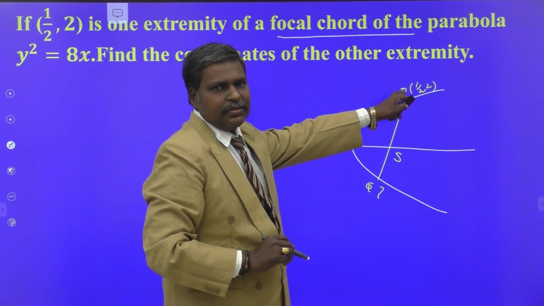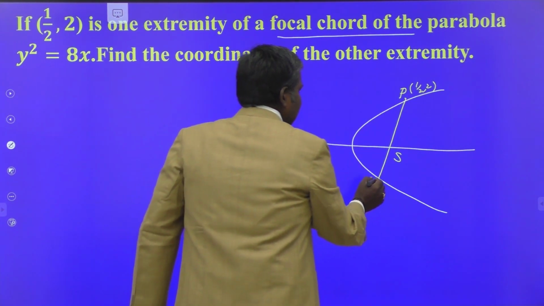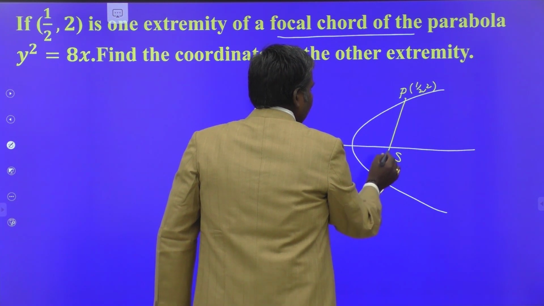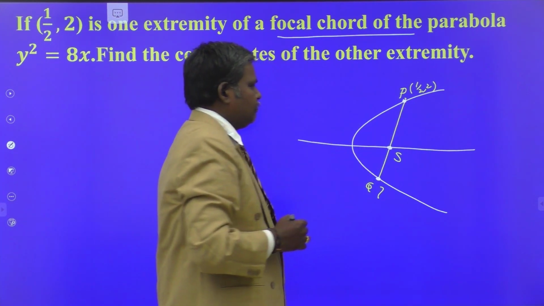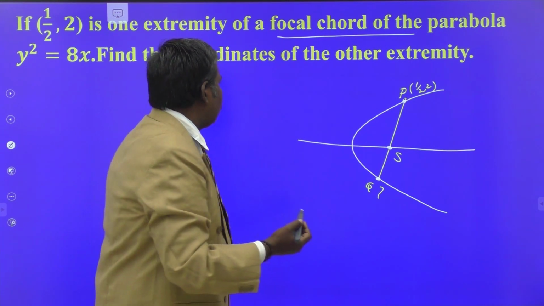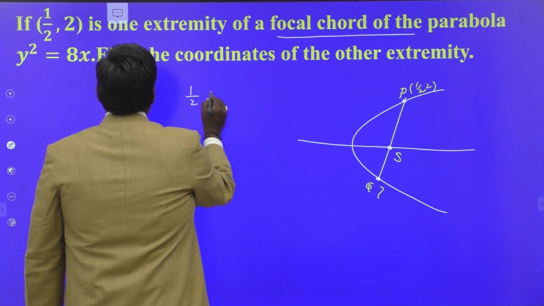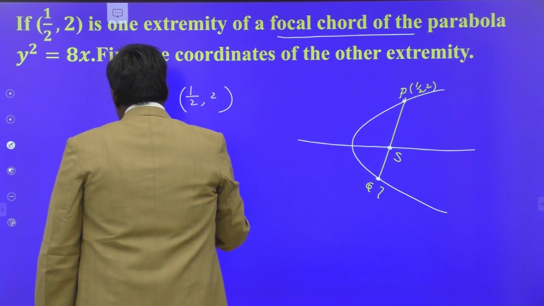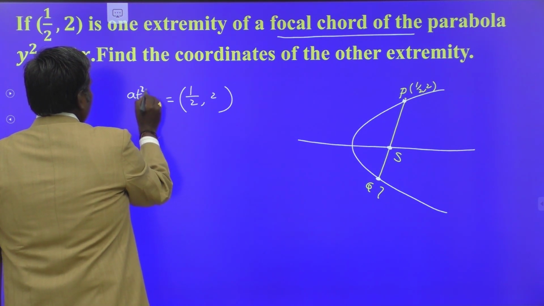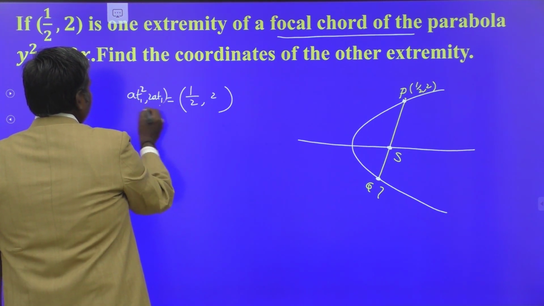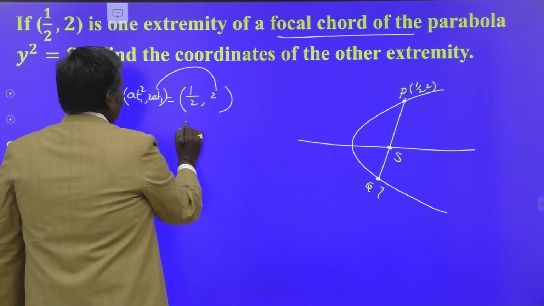So one end is fixed. The chord must and should be passing through the focus. So immediately this point is also fixed. It is a unique point. This is your focus. This is your point P. Okay. So the given point is taken as at1 square comma 2at1. 1 by 2 comma 2 is the point, say at1 square comma 2at1. So 2at1 is what now? 2.